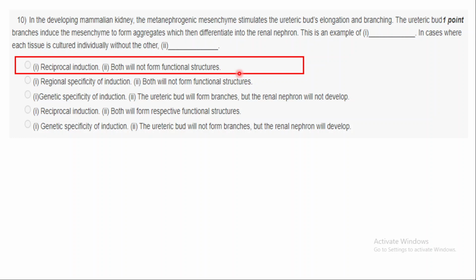Let me say, yes Ajay, you have some question? Mesenchyme and the ureteric bud are different, they are separate. Then how will it affect the nephron formation?